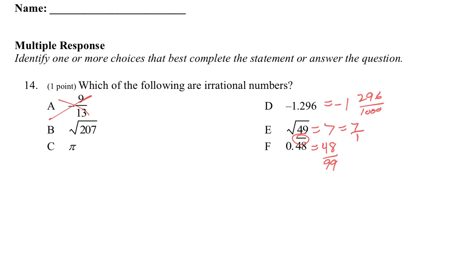So what is the answer? The answer is B. Yeah, I don't know what the square root of 207 is. It has no nice square root to it. And pi, famous irrational number. And I think that's all I got to say with that.